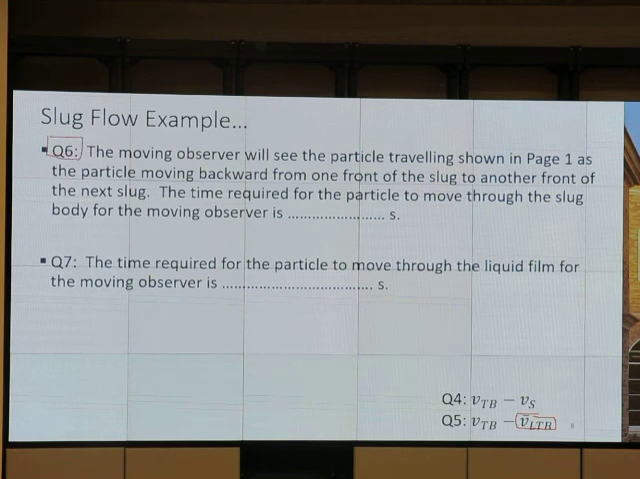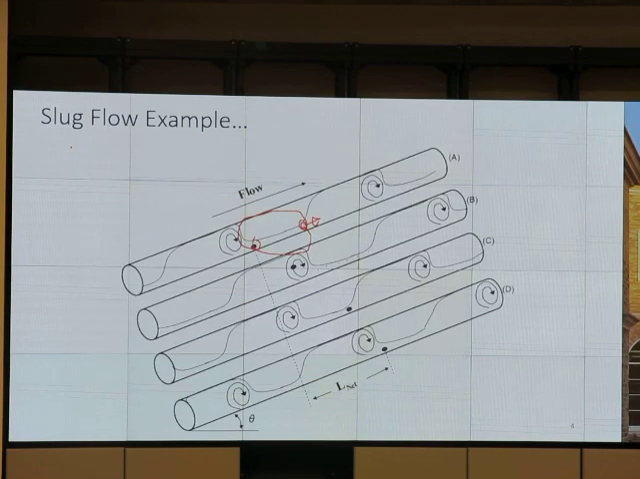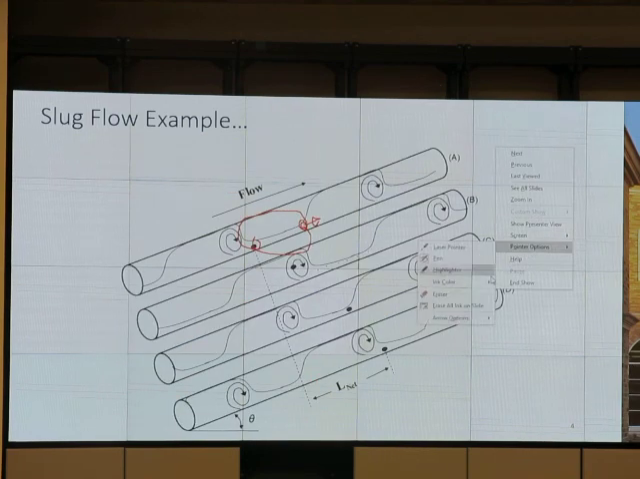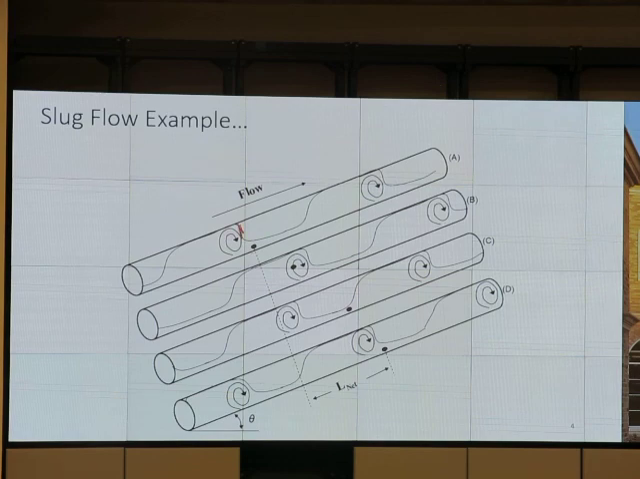Question 6. The moving observer will see the particle traveling, shown in page 1, as a particle moving backward from the front of one slug to the front of the next slug. Correct? The moving observer moves at the speed of VTB. If I am the moving observer, I will see the particle move backward. So I see the particle move backward through the slug body and then move backward through the film. You agree? Okay.